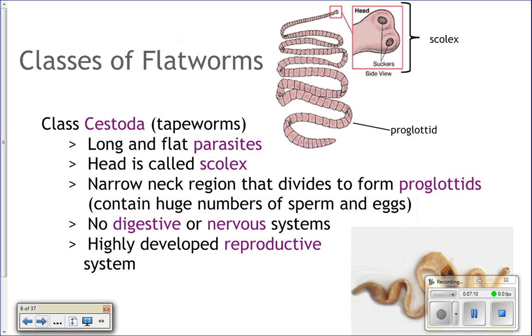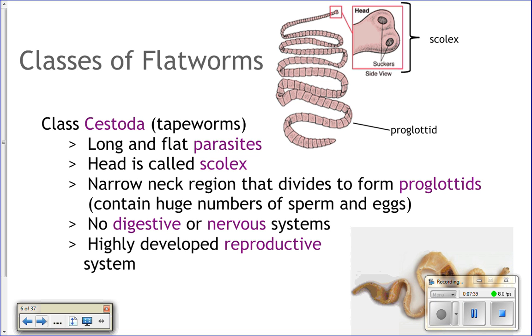So, okay, the next class of flatworms are Cestoda. These are tapeworms. They're called tapeworms because they are long and flat and skinny like a piece of tape. They are parasitic. These are the kinds of worms that your dog can get, right? If they spend too much time outside and eat something that they're not supposed to, they can get tapeworms.